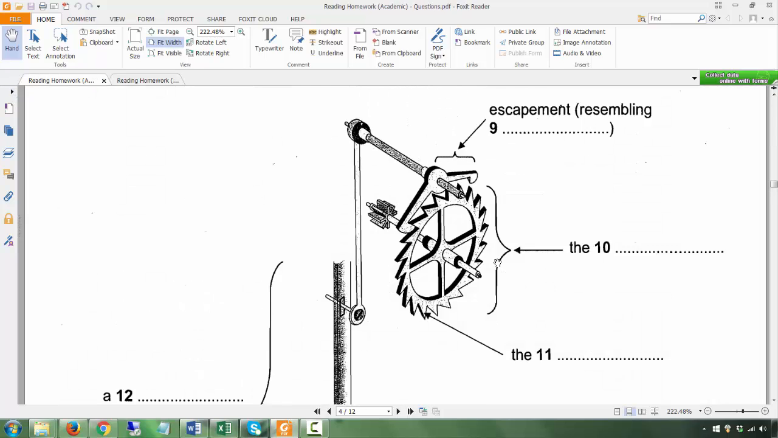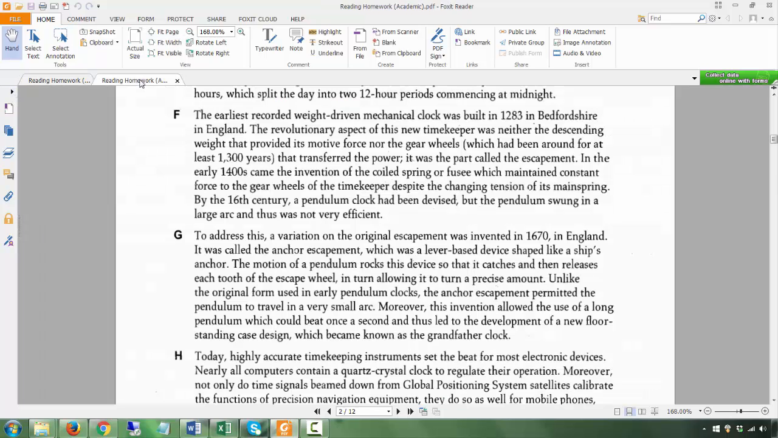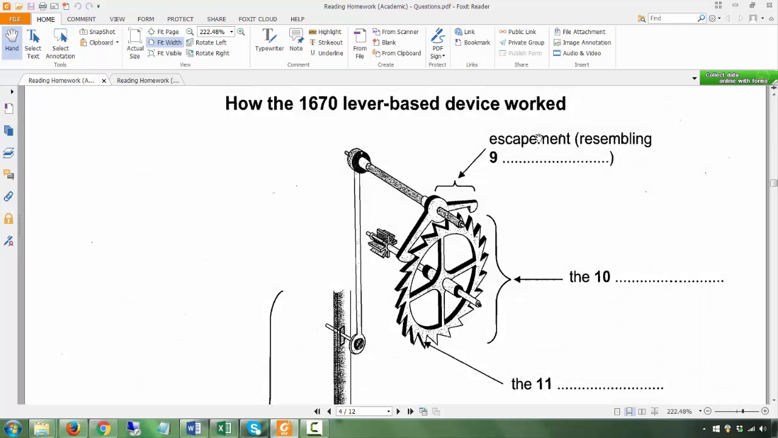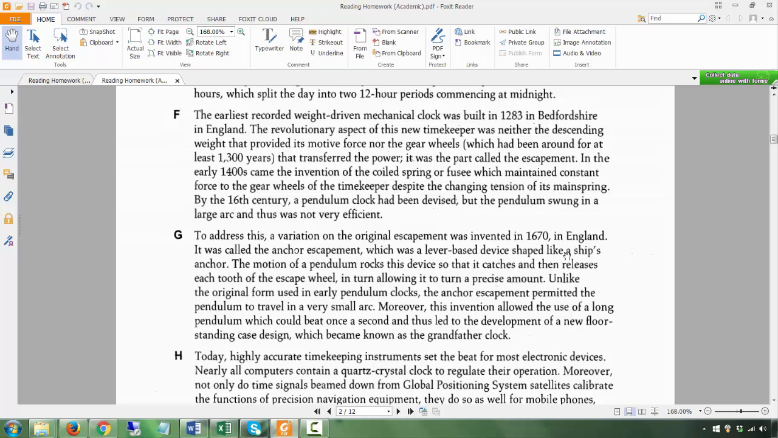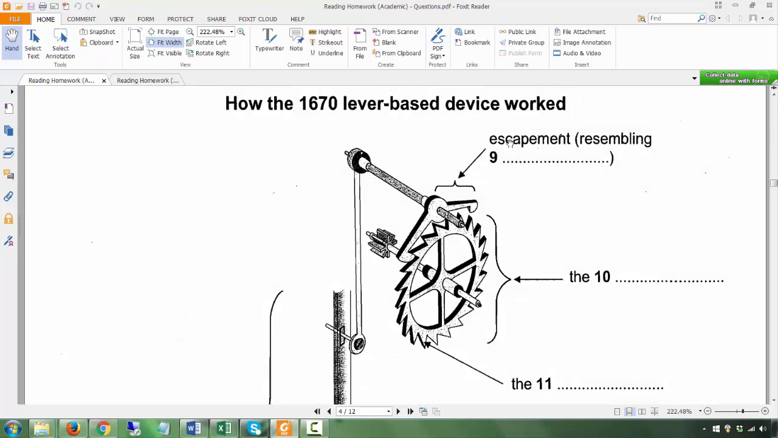So what is 9? Escapement resembling. Okay, I think it's all going to be here. So a variation on the original escapement was invented. It was called the anchor escapement, which was a lever-based device shaped like a ship's anchor. Okay, do you see this? Resembling. What is resemble again? A test of your understanding of different words and the meaning of different words. The verb resemble means to look like. So when it says shaped like a ship's anchor.